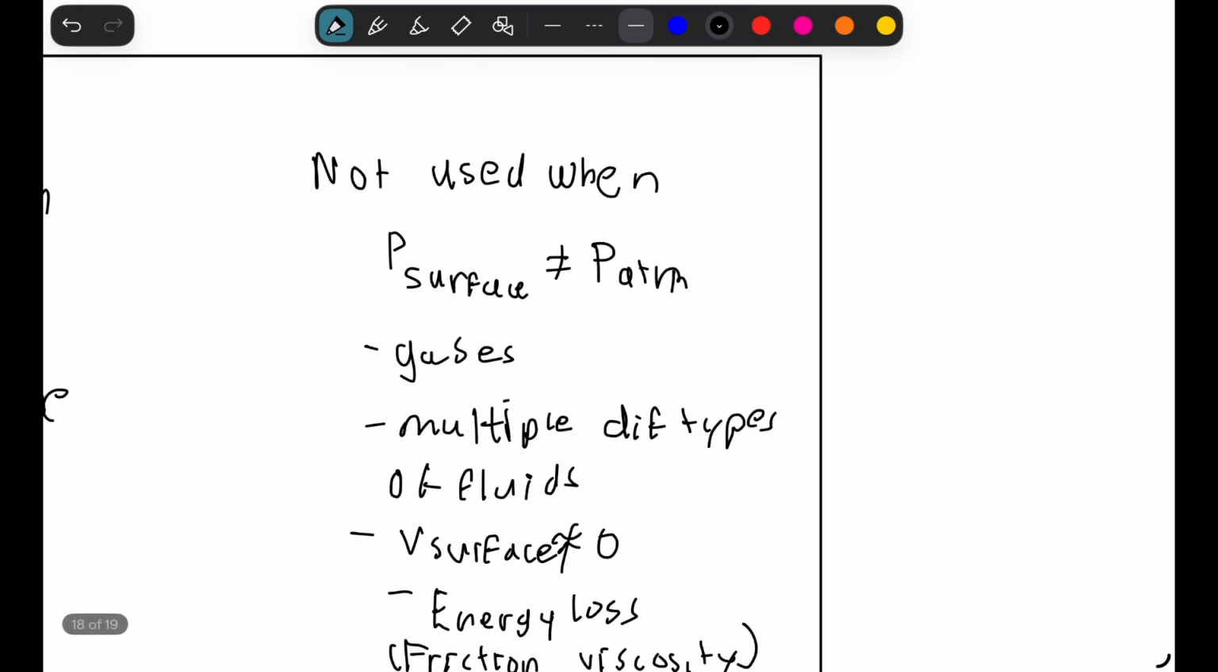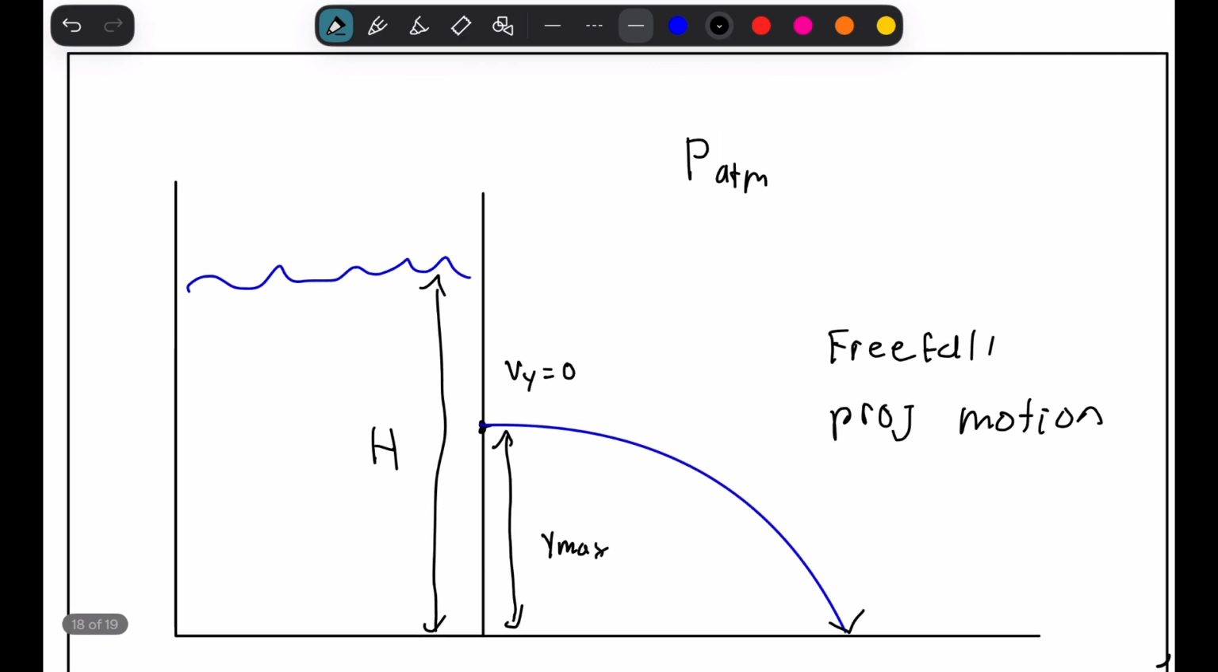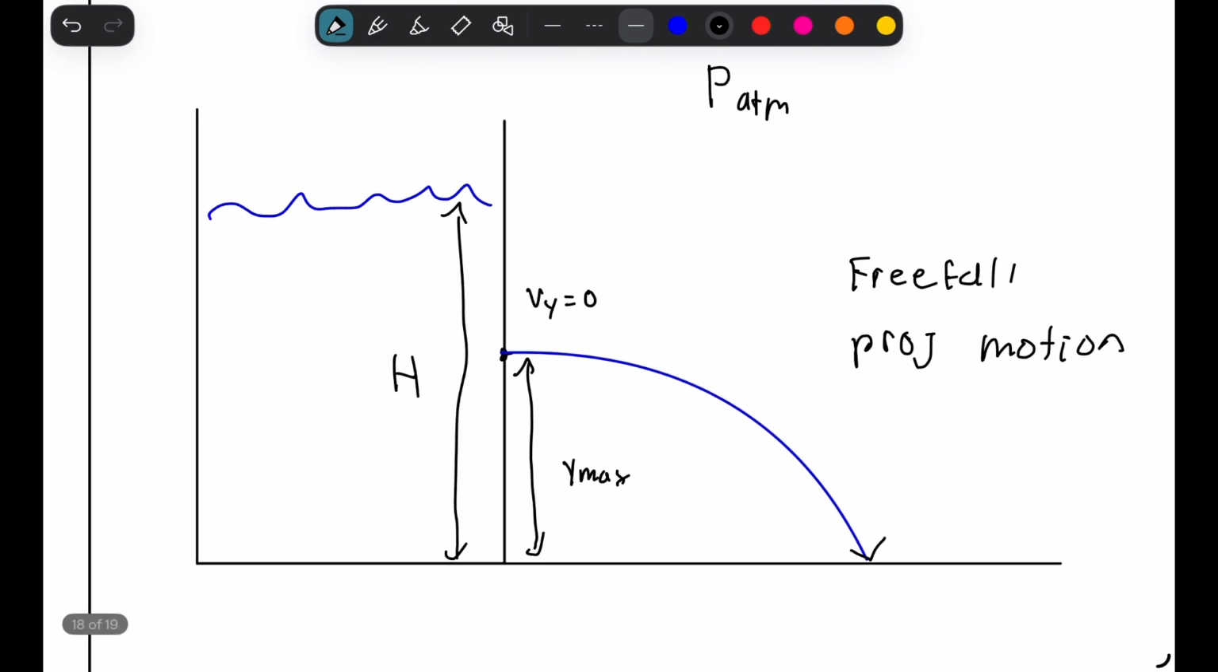And the reason why we can say that P atmospheric is P surface is because the water is going to exit into the atmosphere, and the atmosphere is just so large that that pressure is just going to overtake. So we can see that here the water is going to exit out into the atmosphere, which is why we'll say we'll have P atmosphere at this point, and also when you're at the top here at the surface. So this is the hole.